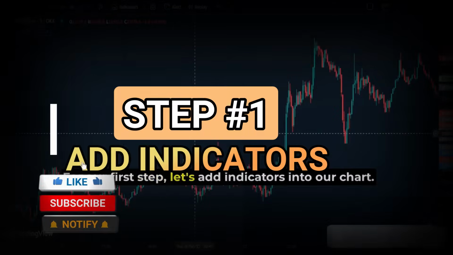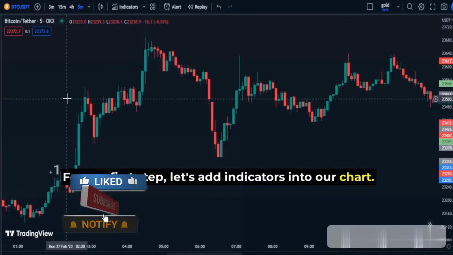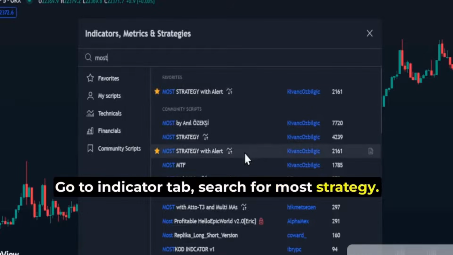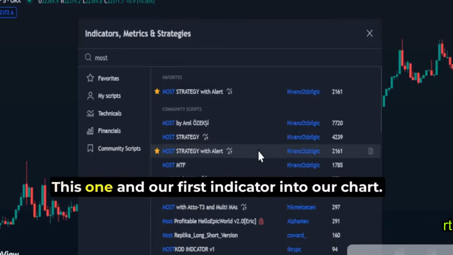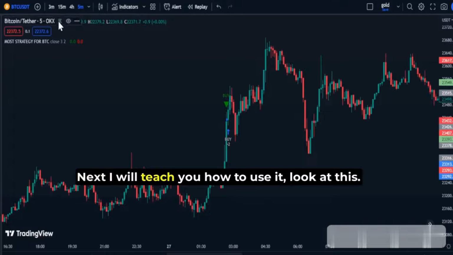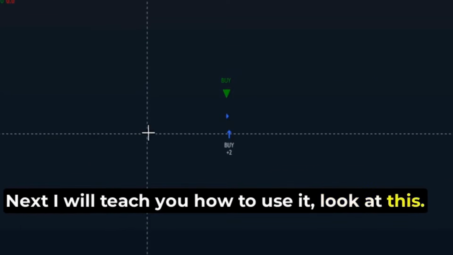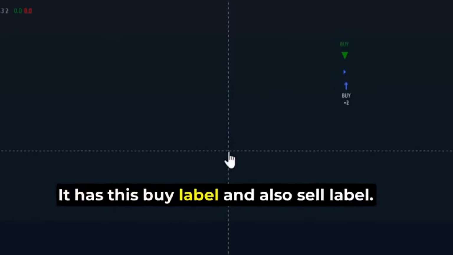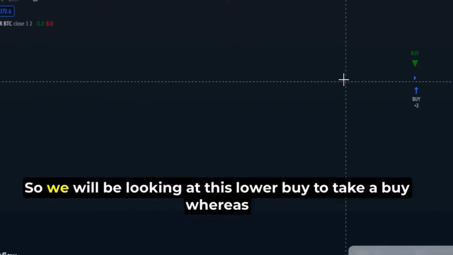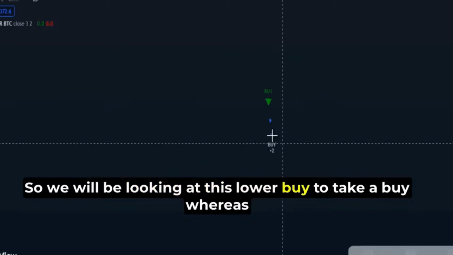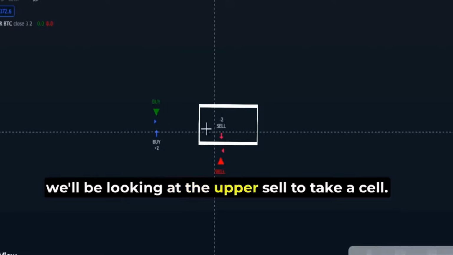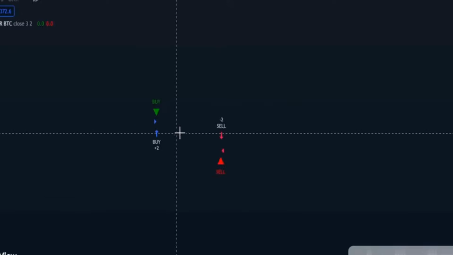For our first step, let's add indicators into our chart. Go to the Indicator tab, search for MOST. Add the MOST strategy with alert by Q1 to our chart as our first indicator. Next, I will teach you how to use it. Look at this. It has a buy label and also a sell label. So we will be looking at the lower buy to take a buy, whereas we will be looking at the upper sell to take a sell.